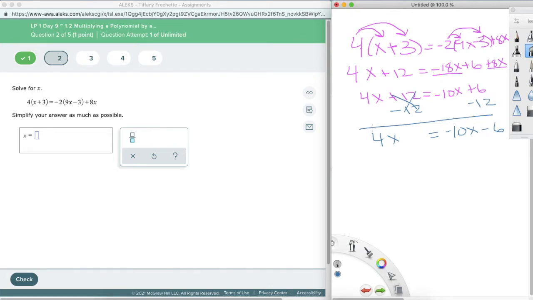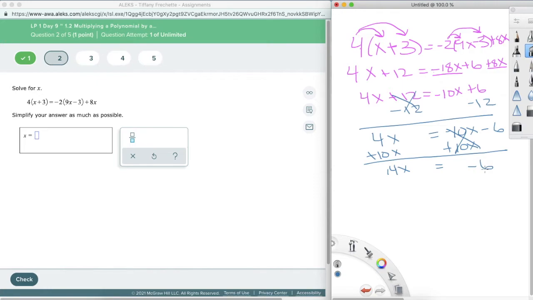All right, well, now I have a variable on both sides, so we're still kind of dealing with the addition and subtraction. I need to bring this negative 10x over to the left side here, so my variables are on one side. So 4 plus 10 gives me 14x, and that's going to equal, canceled out, negative 6.